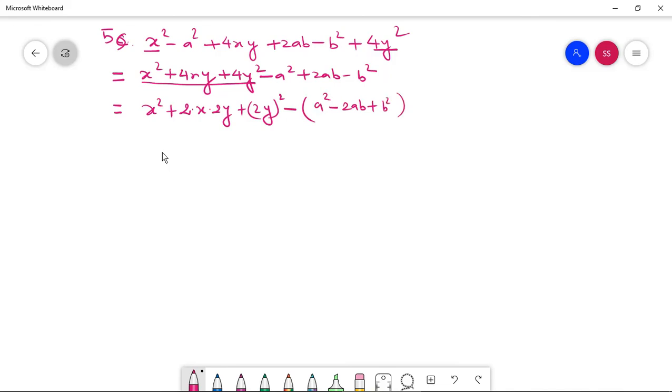Excuse me, sir, in the second part there was a square plus 2ab minus b square. How can we change that into a square minus 2ab plus b square? Any question?